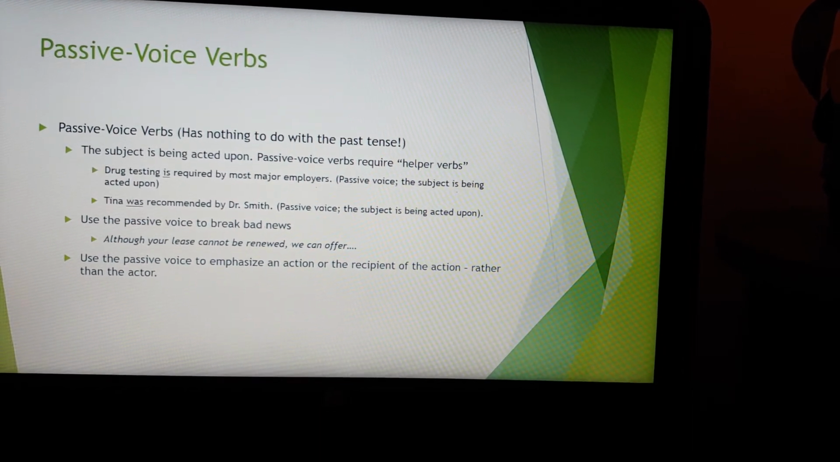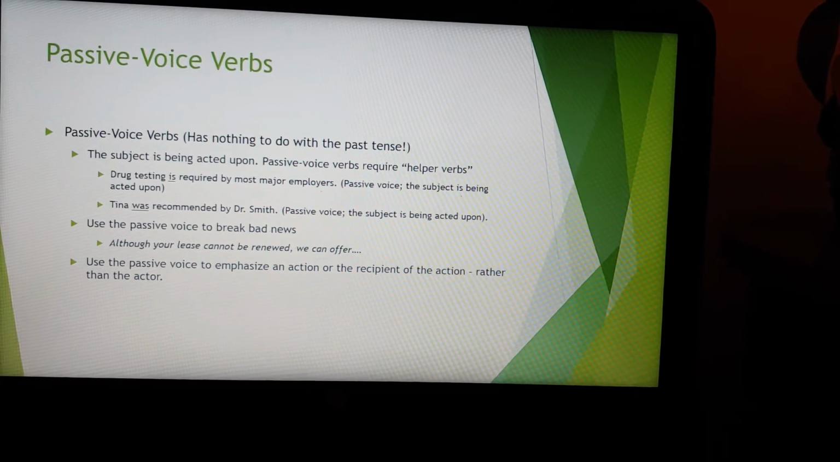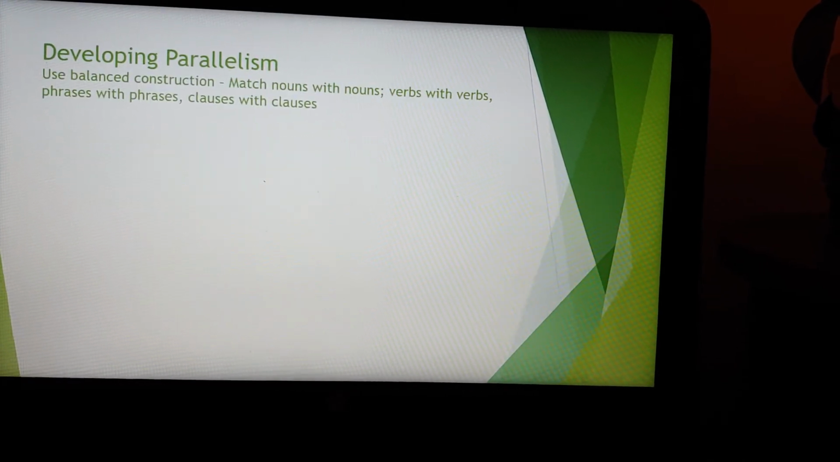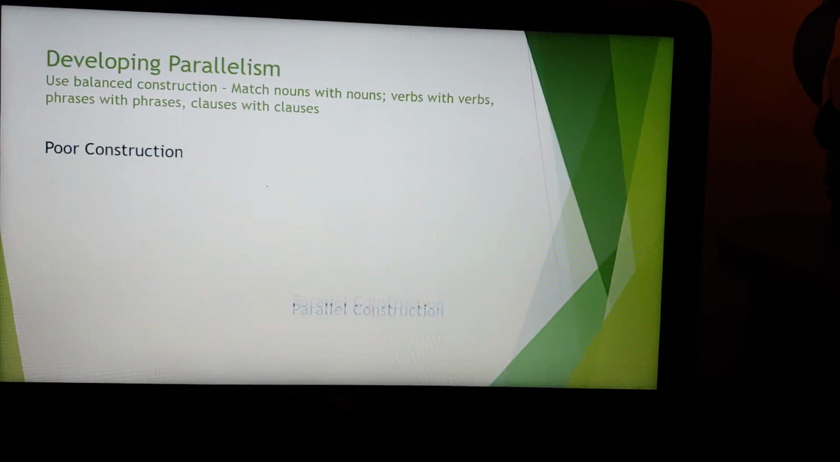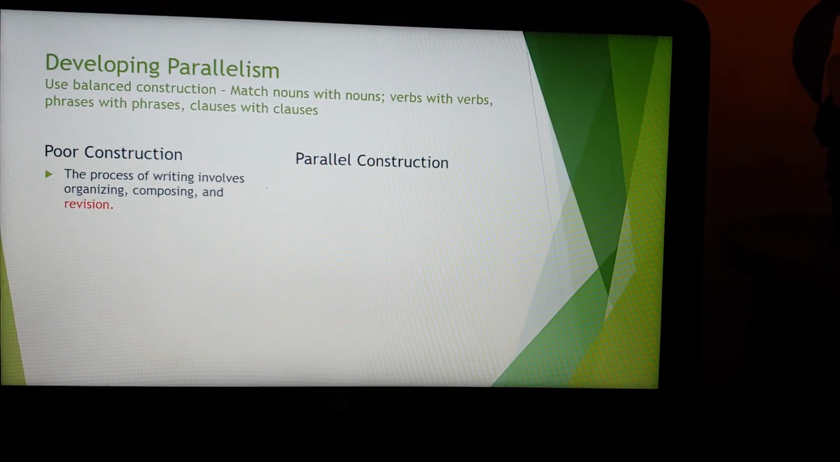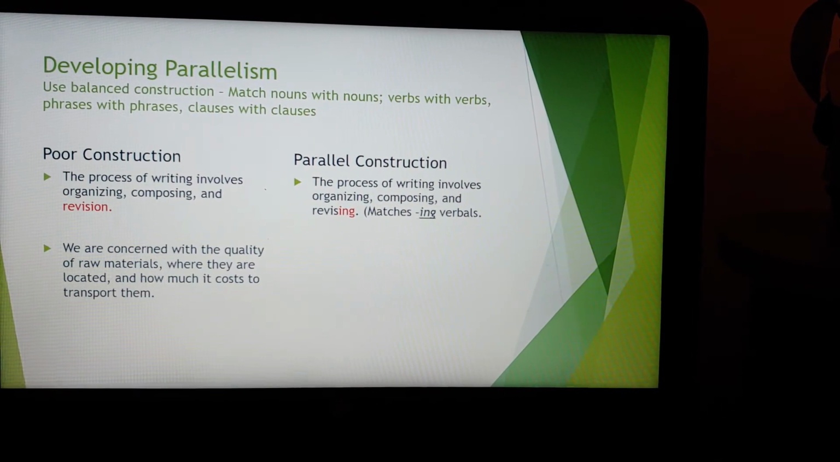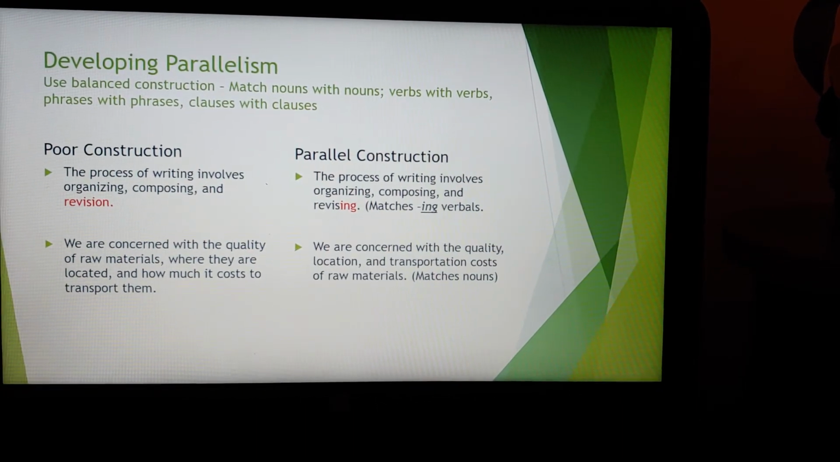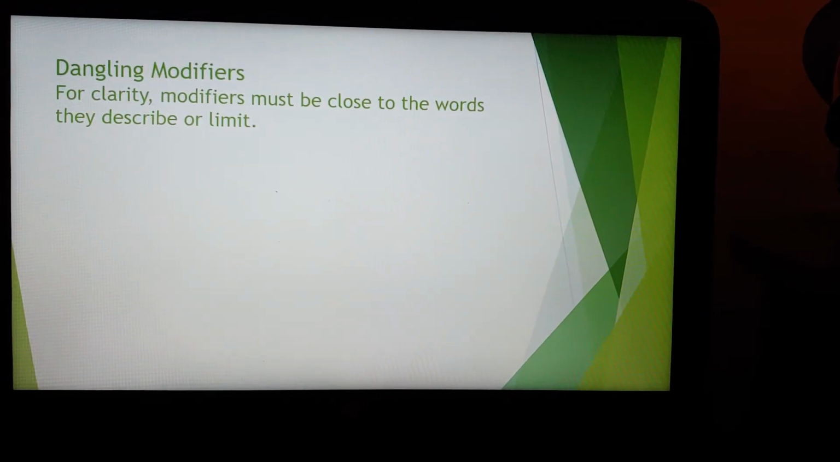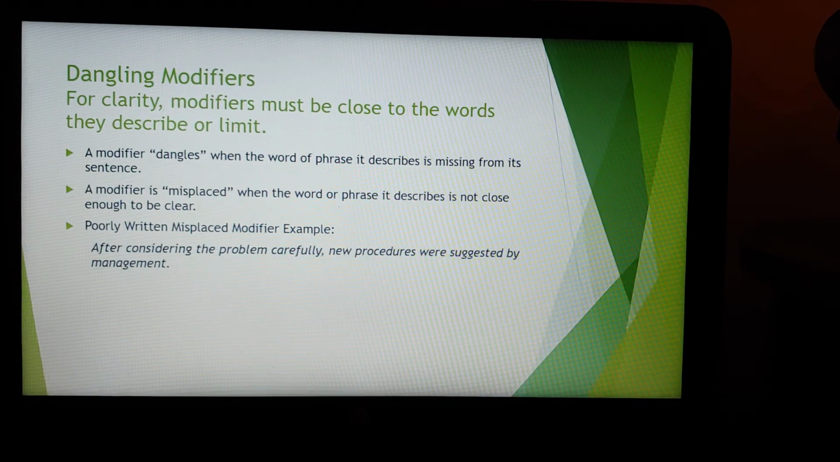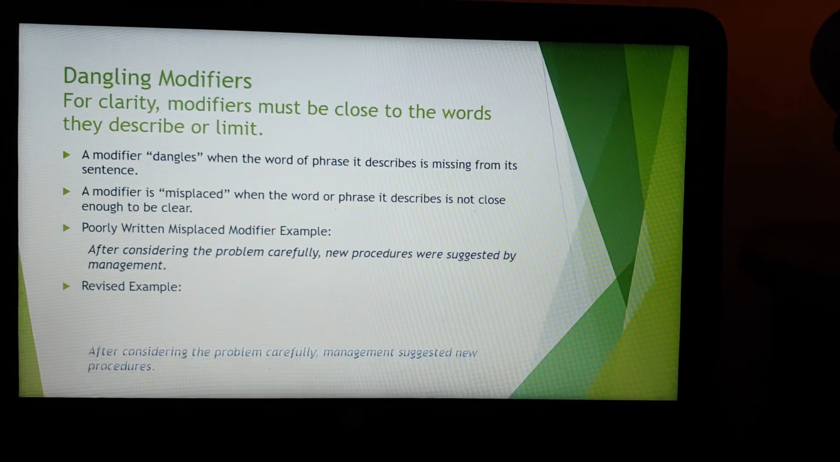One of your assignments in the Written Correspondence Project will require you to break bad news to staff members. Parallelism basically means using verbs with verbs, nouns with nouns, and -ing endings with -ing endings. Then there are dangling modifiers and misplaced modifiers, with examples of both.